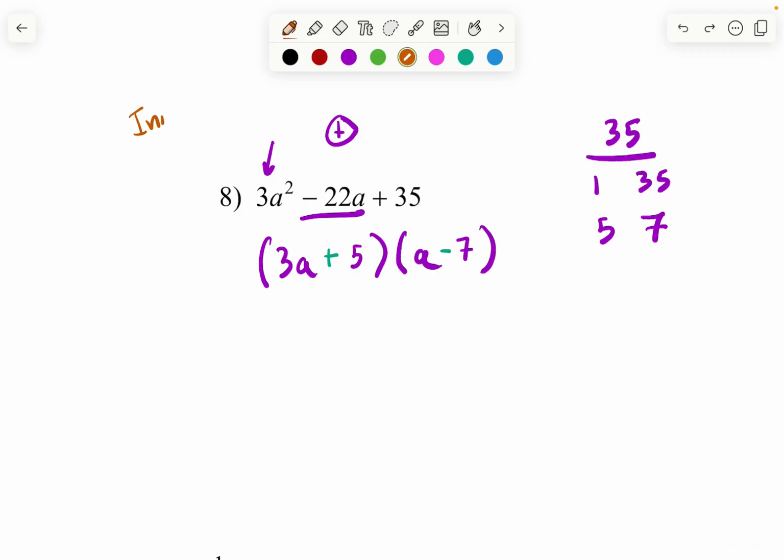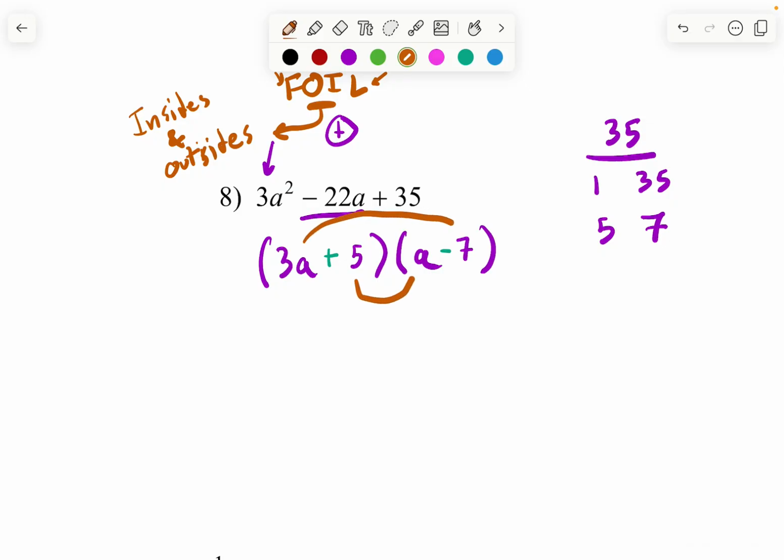Oops, that's not how I spell inside. Insides and outsides, if you are FOIL, if that's something that reminds you. This is the O and I of FOIL, inside, outside. This is first, this is last. All right, we want to check the insides, smiley face, and outsides, and see if those give us what we want. We want 5.